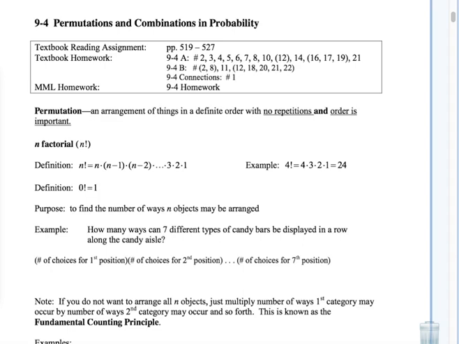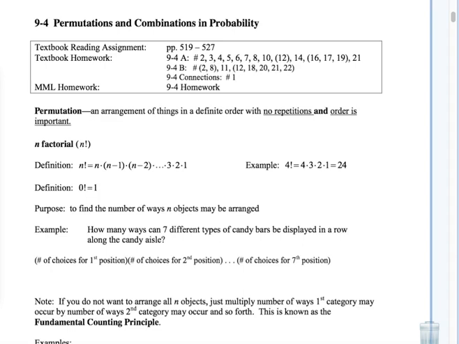So let's talk about what a permutation is. A permutation is an arrangement of things in a definite order with no repetitions, and order is important. We haven't really talked about arrangements of things. We've done a lot of probability, we've done some odds. With permutations, we're going to talk about how many ways there are to arrange things. A permutation is when the order does matter, and a combination is when the order doesn't matter.